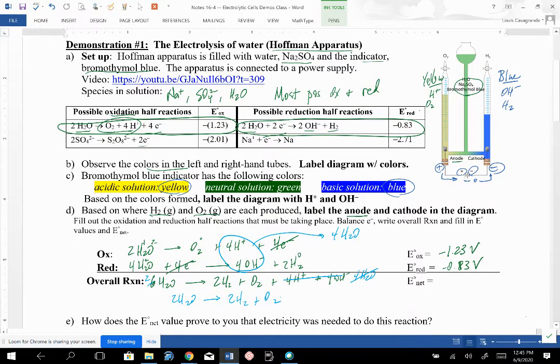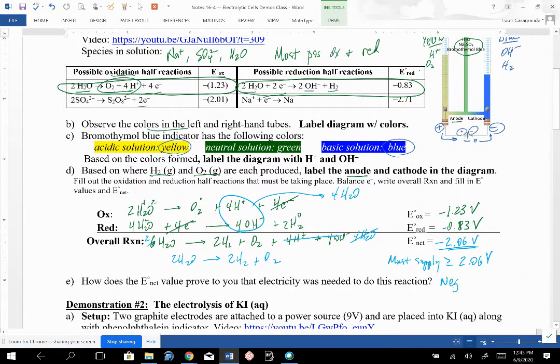And this is the decomposition reaction for water. And the net reaction, if you add those together, is a negative 2.06 volts. And that means that the voltage supply, you must supply greater than or equal to 2.06 volts to get this reaction to go on. And the fact that it's negative is what tells you that you needed to put electricity in to get this reaction going.